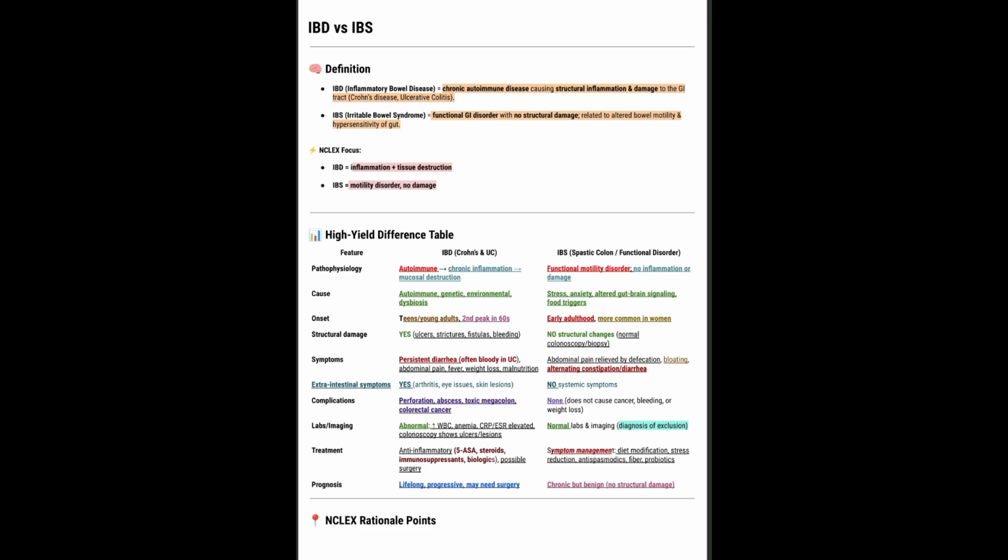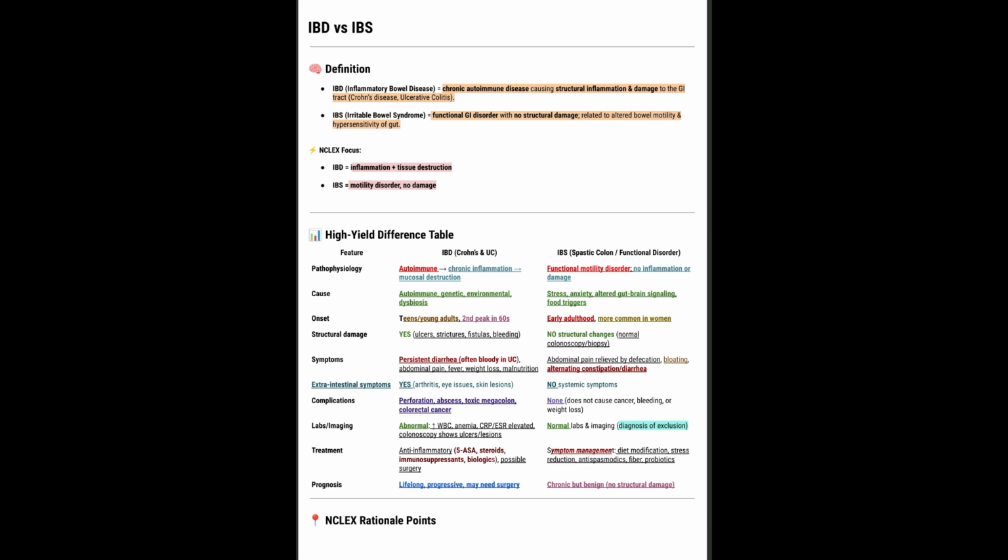You can remember that in traffic, stress is induced in you, while IBD is the already broken road, that is your own body, autoimmune. IBD is mostly in teens and young adults, and picks up again in the 60s, and IBS is in young adults and in women. Both occur early, but IBS is more in women.